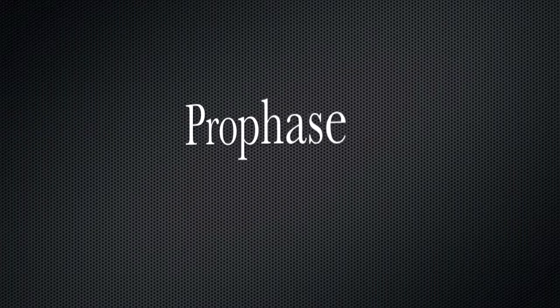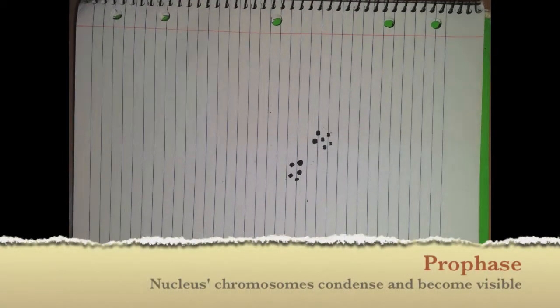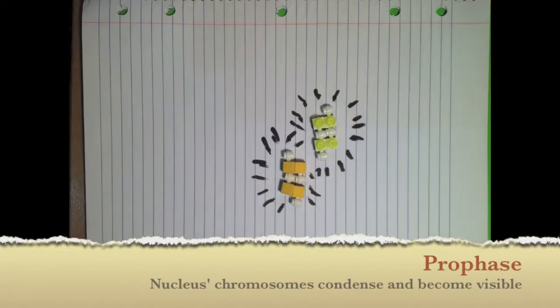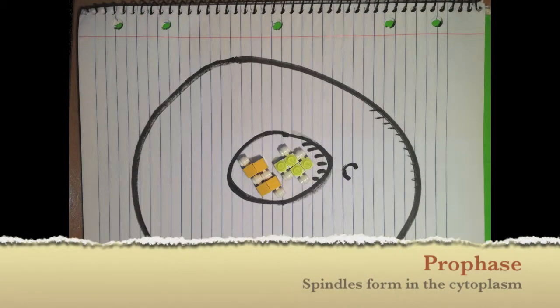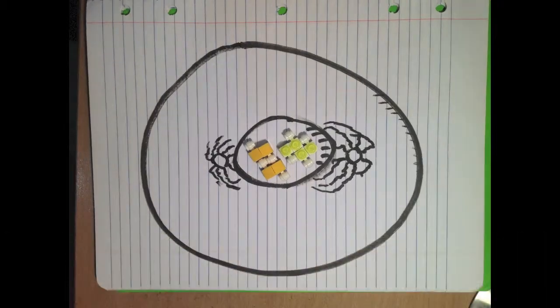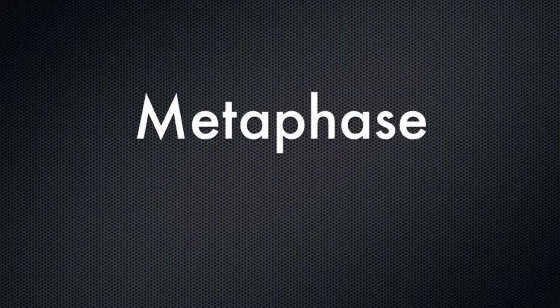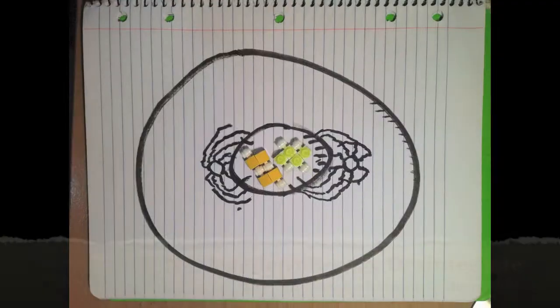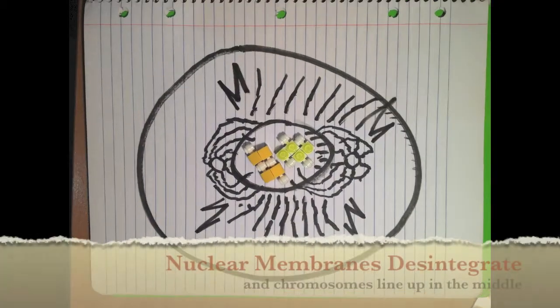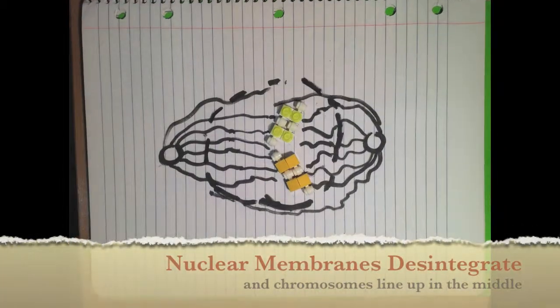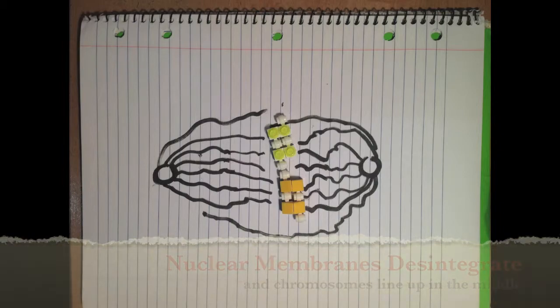We begin with prophase. Here, the nucleus's chromosomes condense and become visible. Also in the cytoplasm, the spindle forms. For unknown reasons, during metaphase, the nuclear membrane disintegrates. Also, the copied chromosomes align into the middle of the spindle and are connected to their centroid.